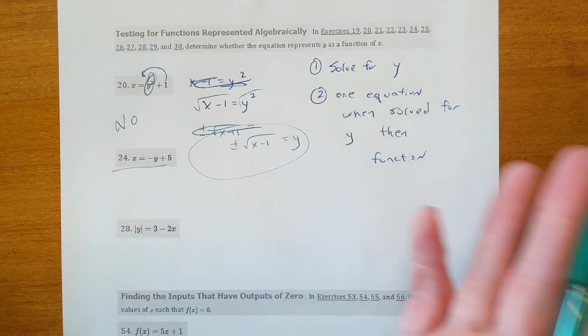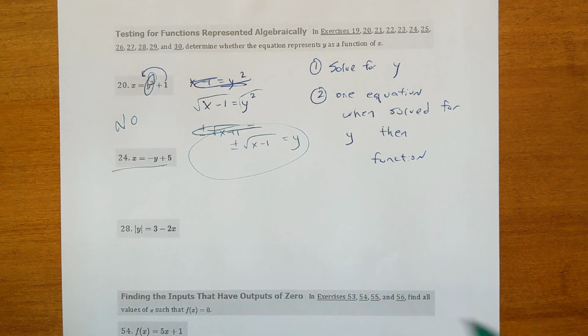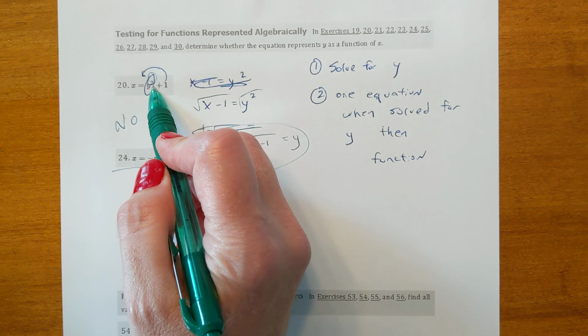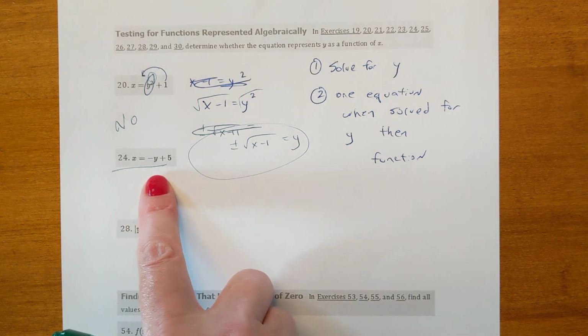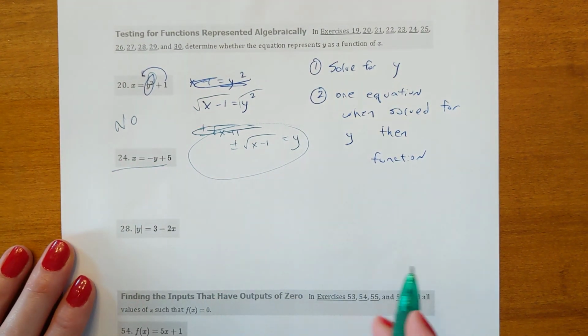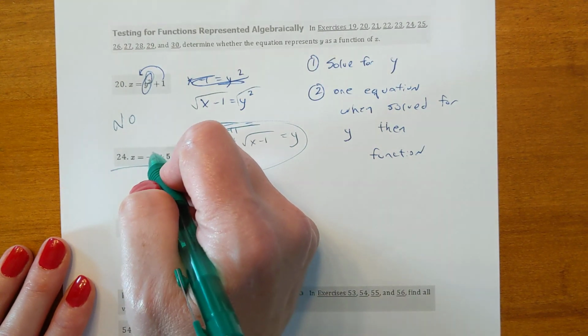This one, I can just look at it and I know it's a function. So this one's not a function because the y is to the second. Anything to the second for a y is not going to be a function. This one's definitely a function. The y is not to the second. There's nothing crazy going on with it. It's going to be a line.